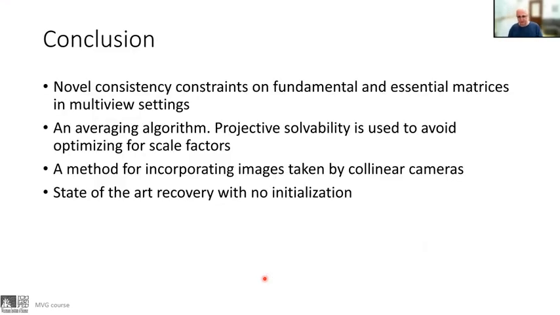Okay, we're out of time. To conclude, we talked about rigidity constraints and how we can tell if a graph should be solvable in generic positions. And we talked about averaging techniques, and in particular, how to average fundamental and essential matrices. I guess that's it for today.